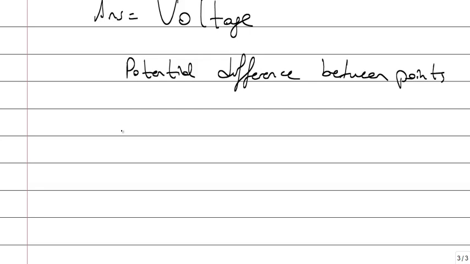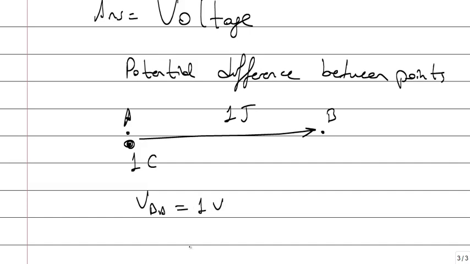So if you have 2 points A, B, and if you have 1 coulomb charge here, and assume that you need 1 joule of energy to move that charge from point A to point B. If you need that energy, then VBA is called 1 volt. 1 volt means 1 joule per coulomb. You need that much energy to move 1 coulomb charge.